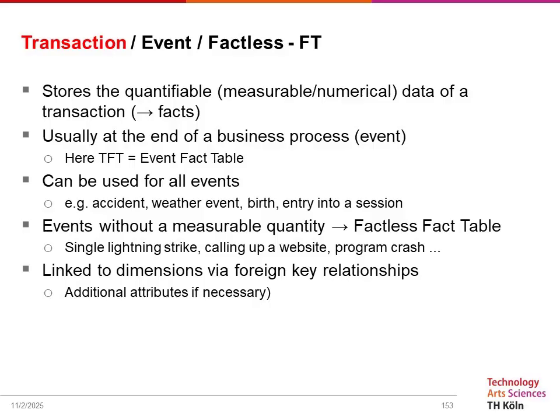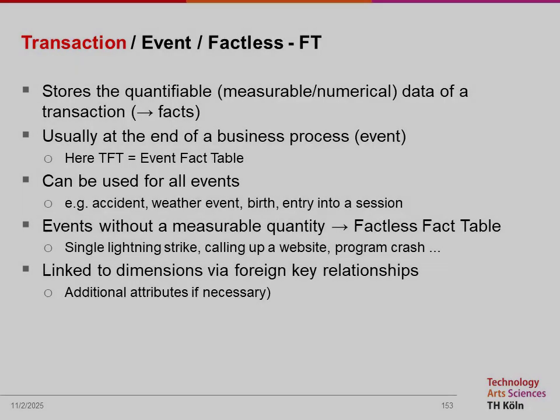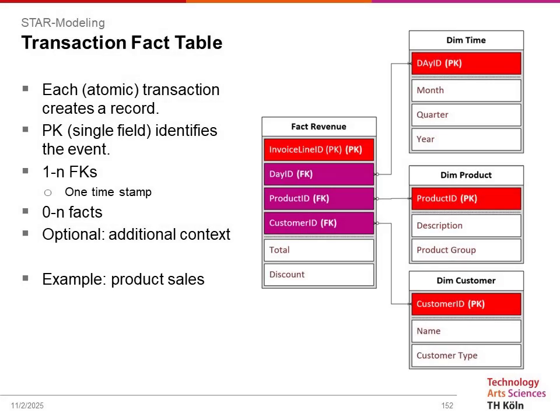Let's start with the most common one, the transaction fact table, or TFT, sometimes called an event fact table, EFT. This is the simplest, most fundamental type. One row equals one single atomic event or transaction. Think one line item on an order, one click on a website, one phone call record. So its primary key uniquely identifies that specific event.